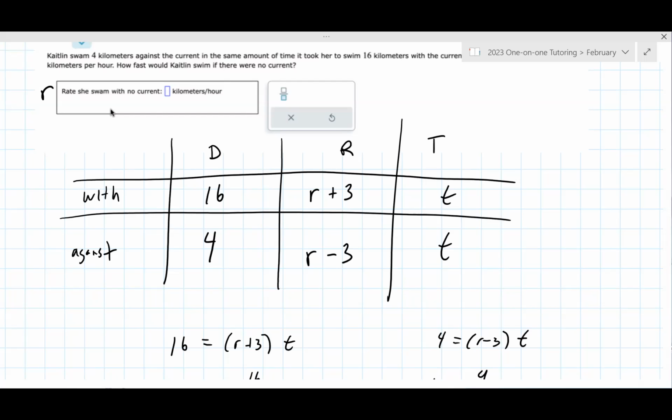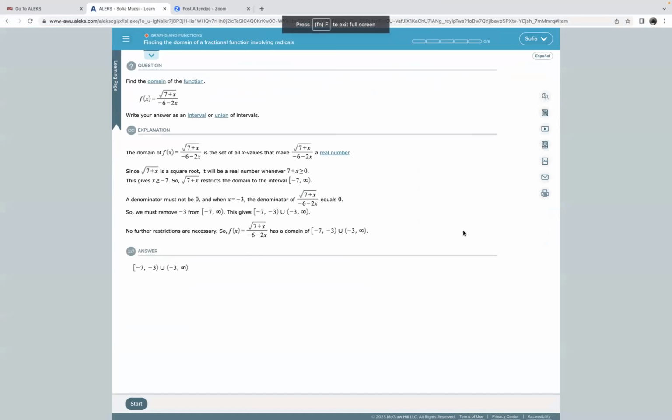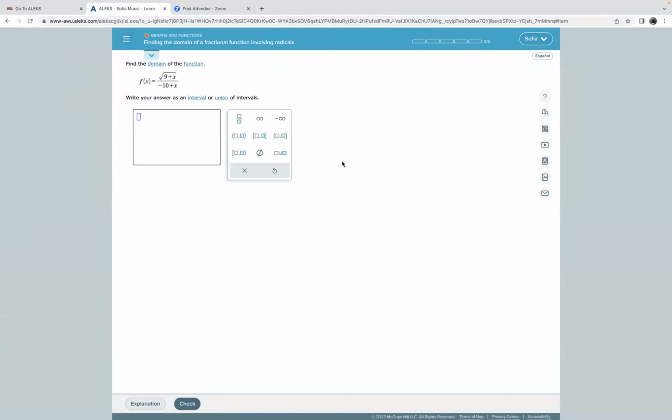Okay, let me find something else. We can do more, I guess, interval notation. Something like this. This one is related to what we were just doing with an added extra little bit to it. So let me grab the whole thing.